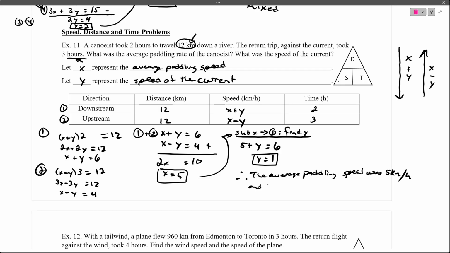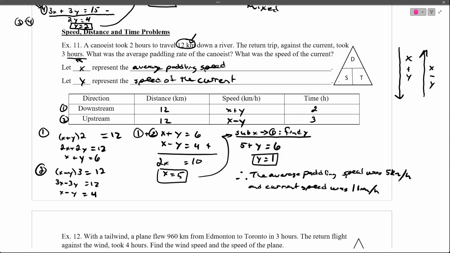And the speed of the current, let's say current speed, was 1 kilometer per hour. That means when he's traveling downstream, he's actually traveling at 5 plus 1, which is 6 kilometers per hour. And when he's traveling upstream, he's traveling at 5 minus 1, which is 4 kilometers per hour. And that's where the difference comes in.